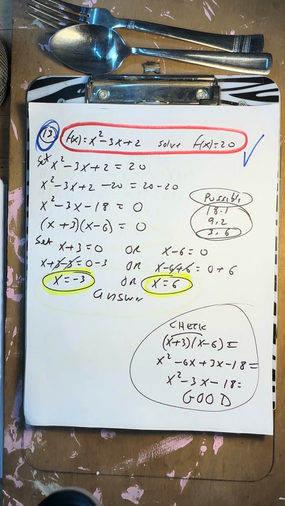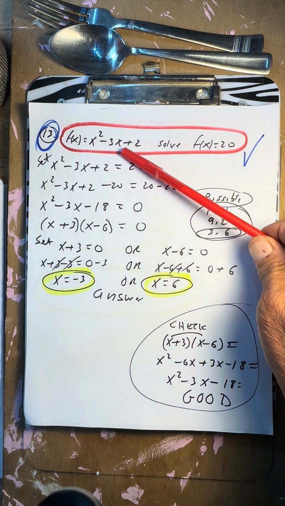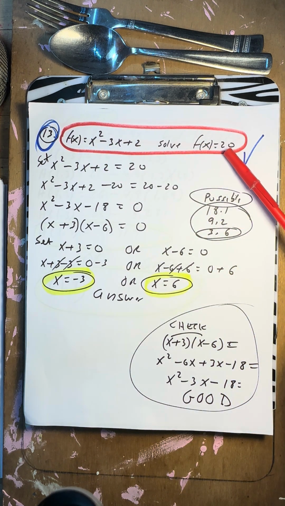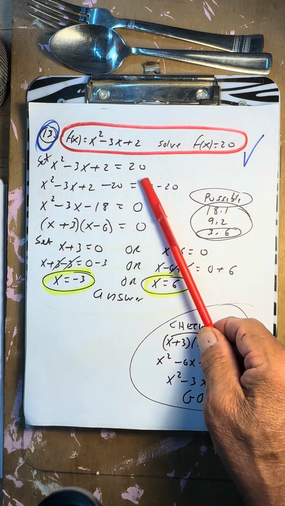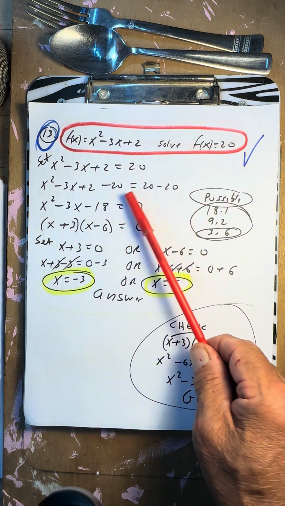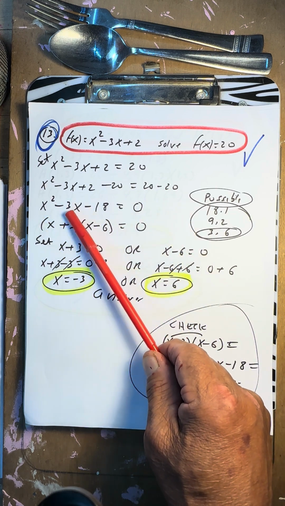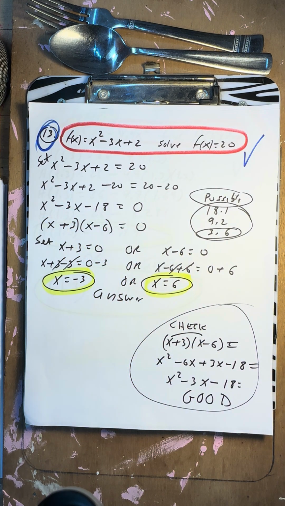This one says f of x is this. So when is f of x equal to 20? All right, when is this equal to 20? Well, there it is. Subtract 20 from both sides. So you have x squared minus 3x minus 18 equals 0.